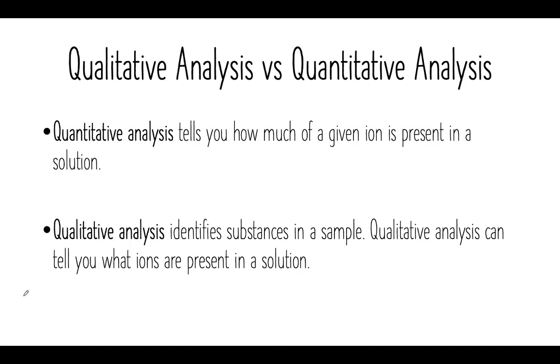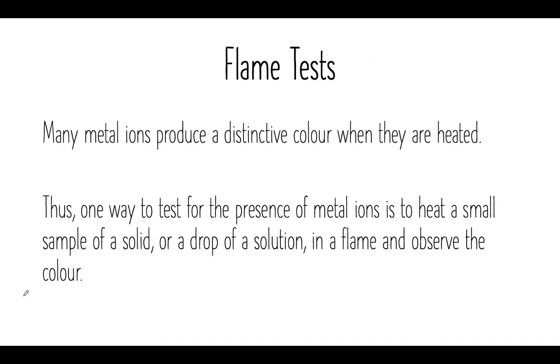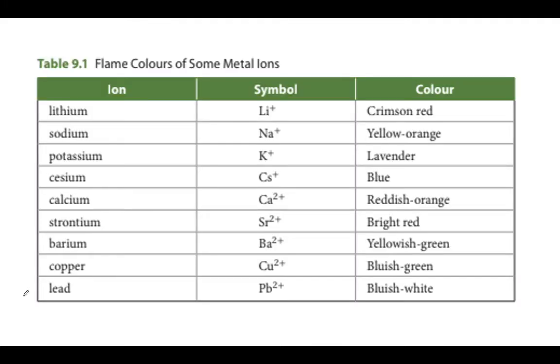There are three methods for qualitative analysis, and we're going to learn about all three in this video, starting with flame tests. Many metal ions produce a very unique color when they are heated in a flame. Because of this, we can use that unique color to identify what is present in an unknown sample. If I expose an unknown sample to a flame and it turns a lavender color, I can go to my list of different cations and what color they turn when they're exposed to a flame to figure out what is in that unknown substance.